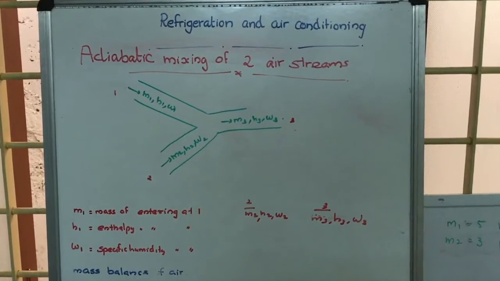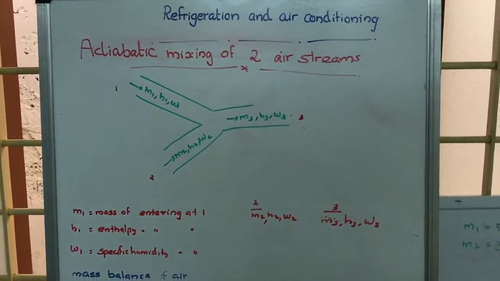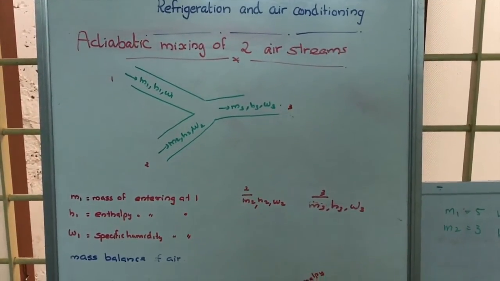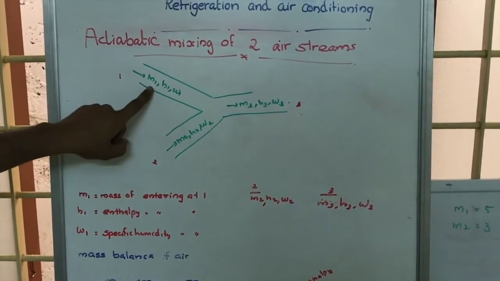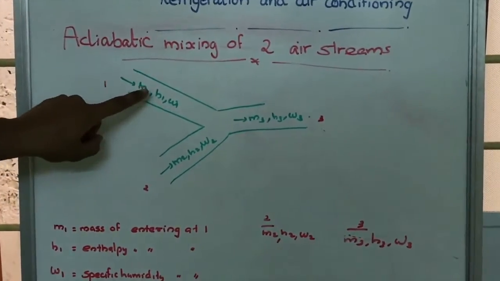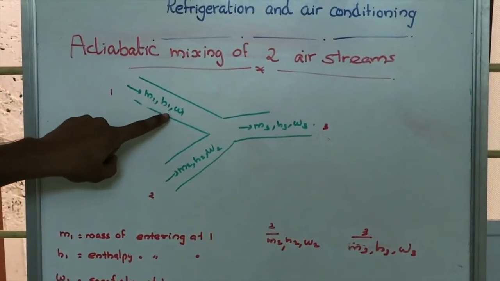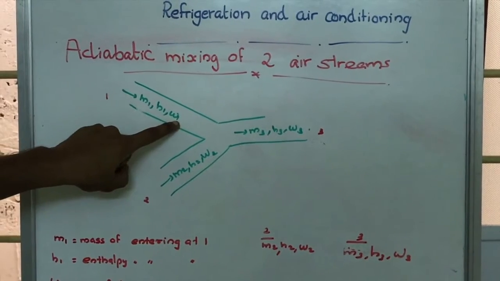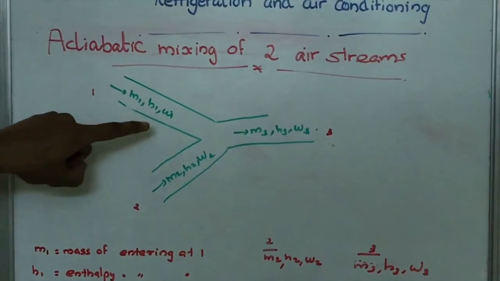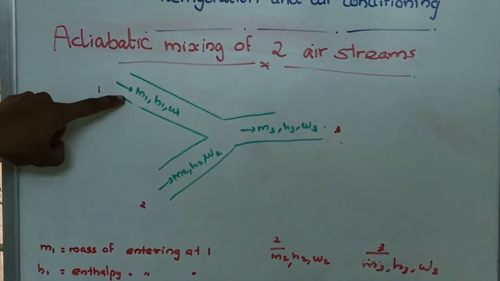So in refrigeration and air conditioning, we are going to discuss adiabatic mixing of two air streams. Here we have two air streams. One has a mass m1, enthalpy h1, and specific humidity w1. This h1 is the enthalpy of the air, and m1 is the mass of air entering at 1.